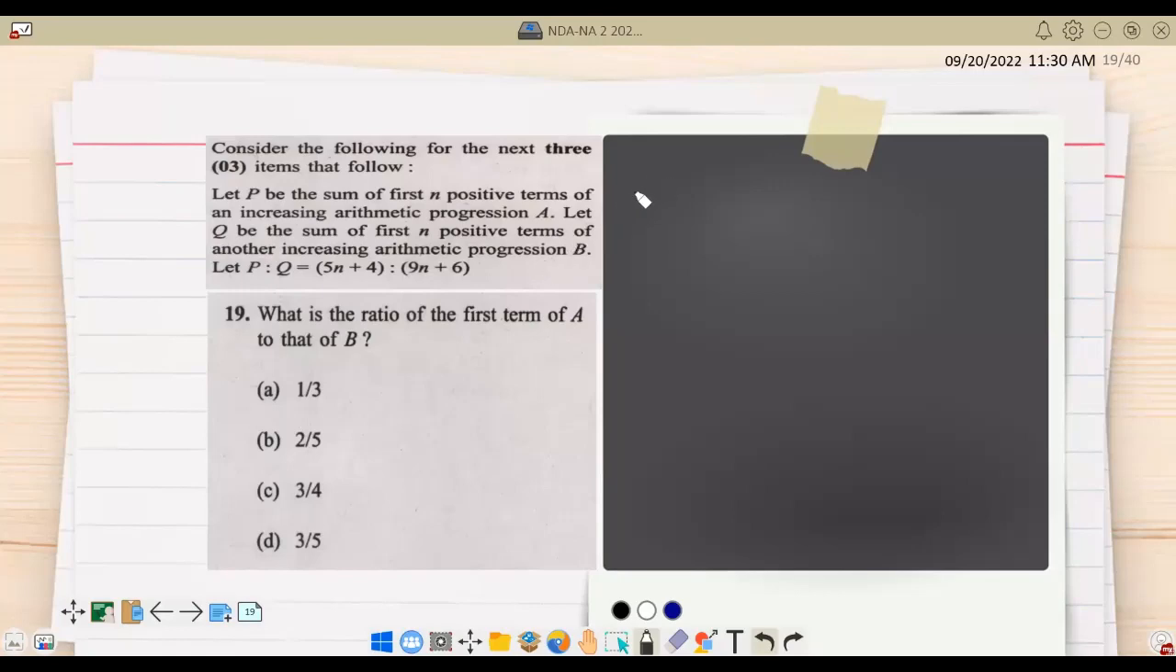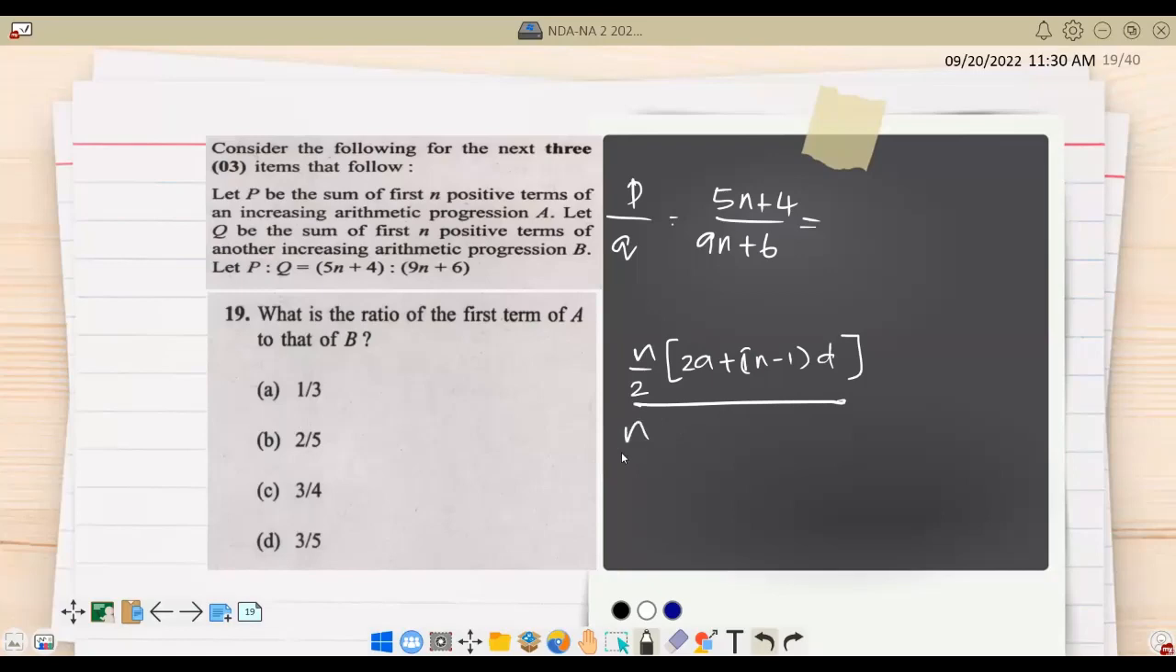So how to find that? So just P by Q. This is going to be equal to 5n plus 4 divided by 9n plus 6. The sum of an AP, the formula is n by 2 into 2a plus (n minus 1) d. Okay, so we have to change this into this. Of course, that is n by 2, and I'll write it as 2a2 plus (n minus 1) d2, and 2a1 plus (n minus 1) d1. So we have to convert this into this.